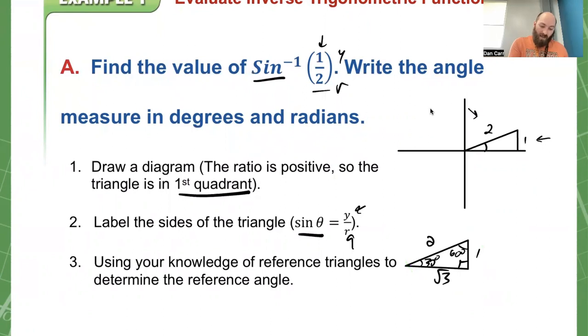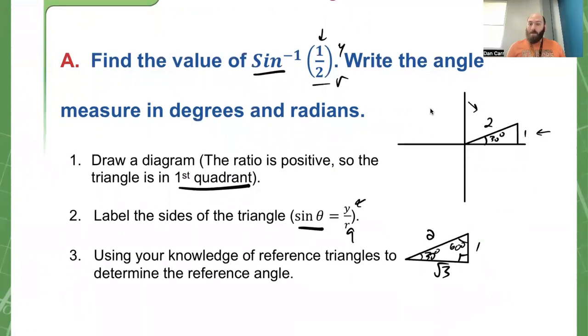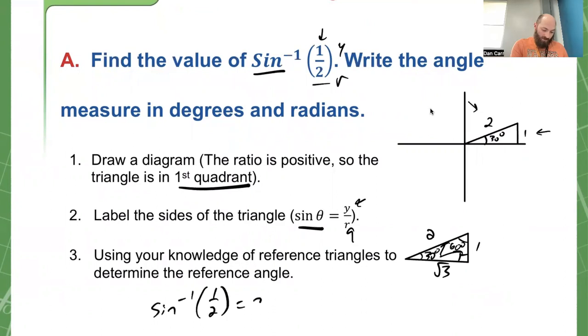That means that this angle has to be 30 degrees. That's the only way that matches up. The opposite side is 1, the hypotenuse is 2, that matches up to that part there. So because it's in the first quadrant, we can say the inverse sine of 1/2 is 30 degrees. Or if we do it in radians, if I do my conversion from 30 degrees, it's going to be pi over 6 radians.